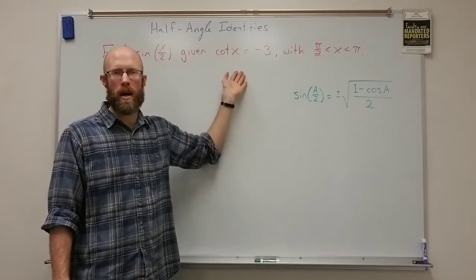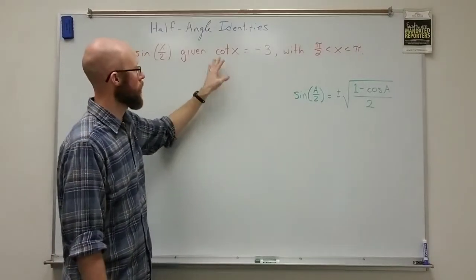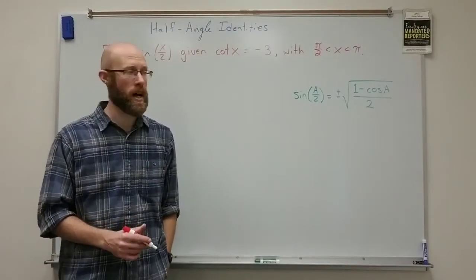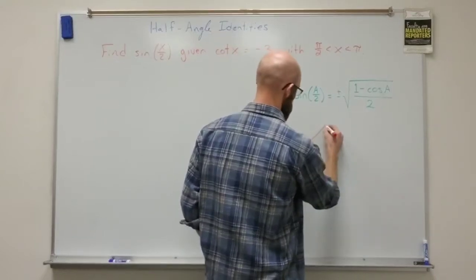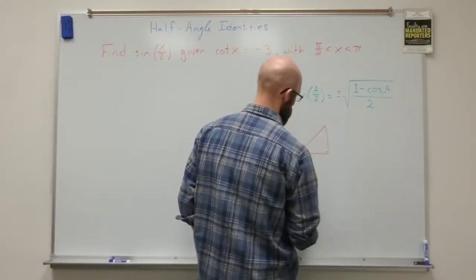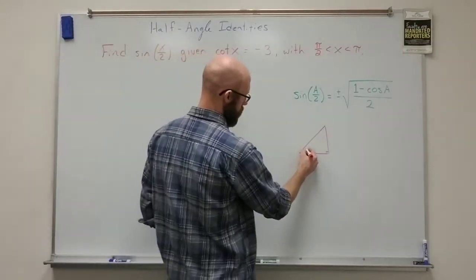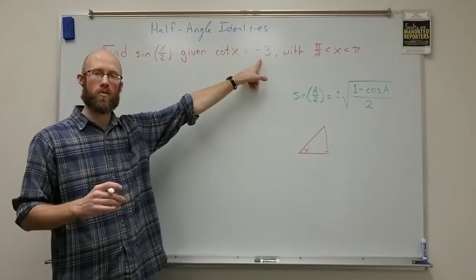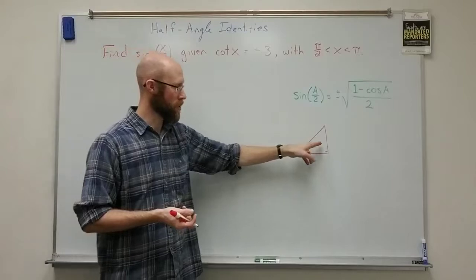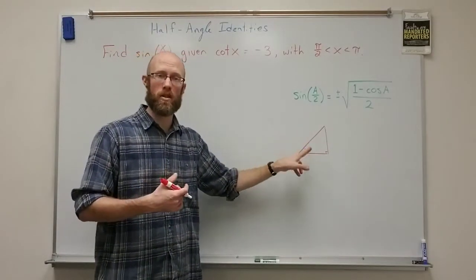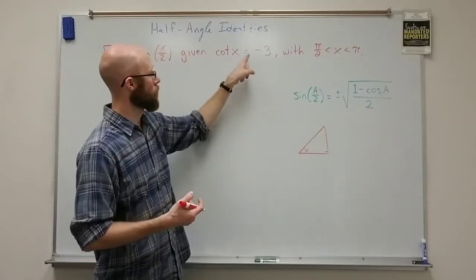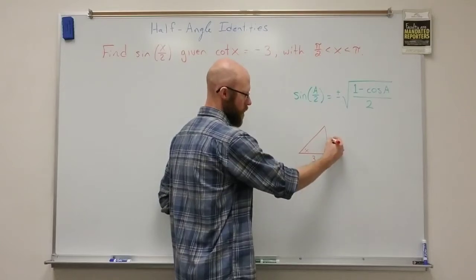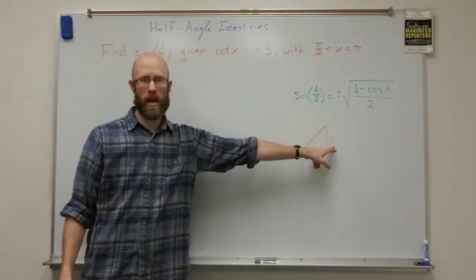But we can get the cosine by constructing a right triangle and using this -3 to give us information about the sides of the triangle. So if I were to draw out a right triangle here, and I put x as one of my angles, -3 is the cotangent. Remember, the cotangent is the reciprocal of the tangent. Tangent is opposite over adjacent, which means the cotangent is adjacent over opposite. So if -3 is the cotangent, then that would be an adjacent side of 3 and opposite side of 1.